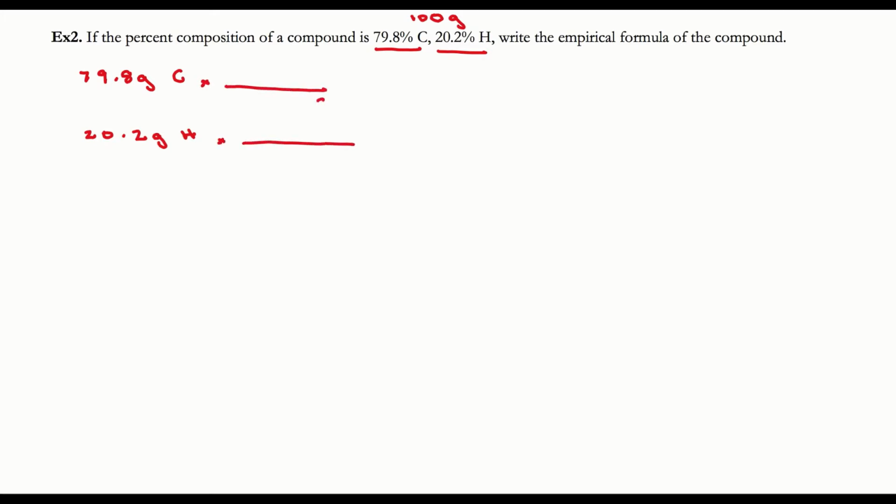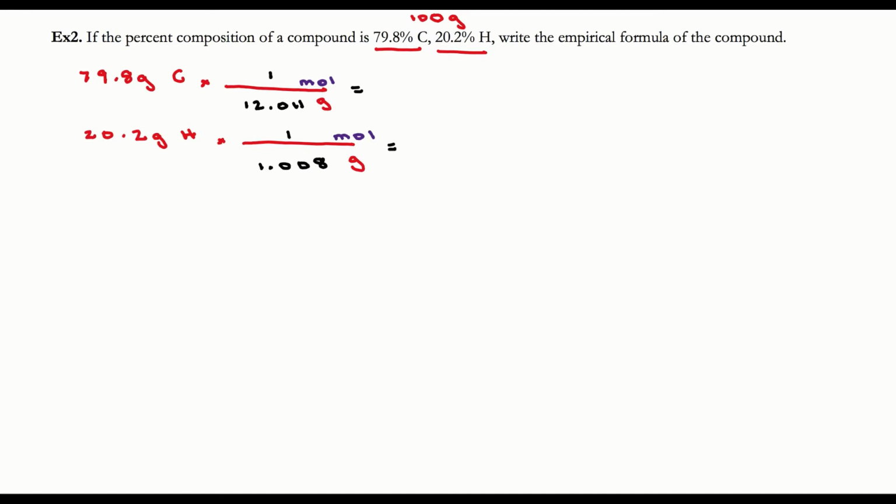So I'm going to get grams on bottom for both of these, and I'm going to go into moles on top for both of them. Again, I need to put the molar mass of each of these. So I know that the molar mass of carbon is 12.011, and I know that the molar mass of hydrogen is 1.008.